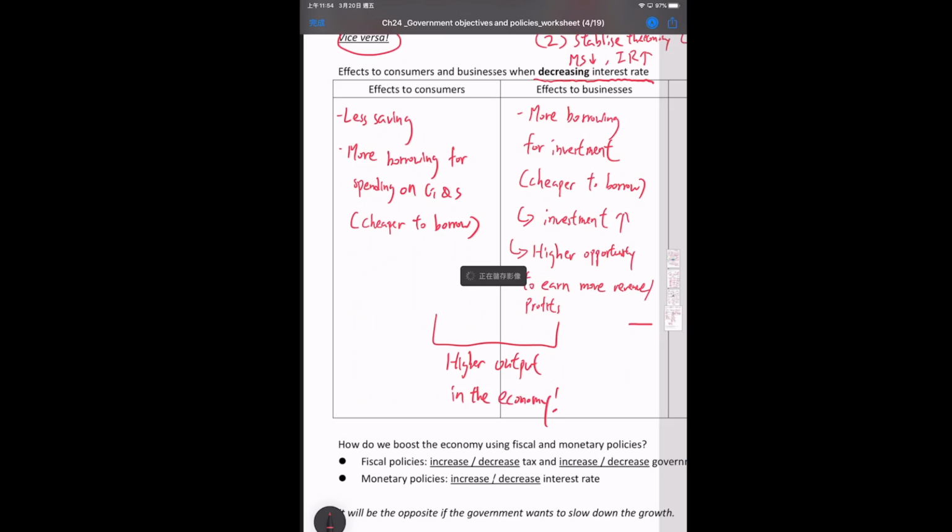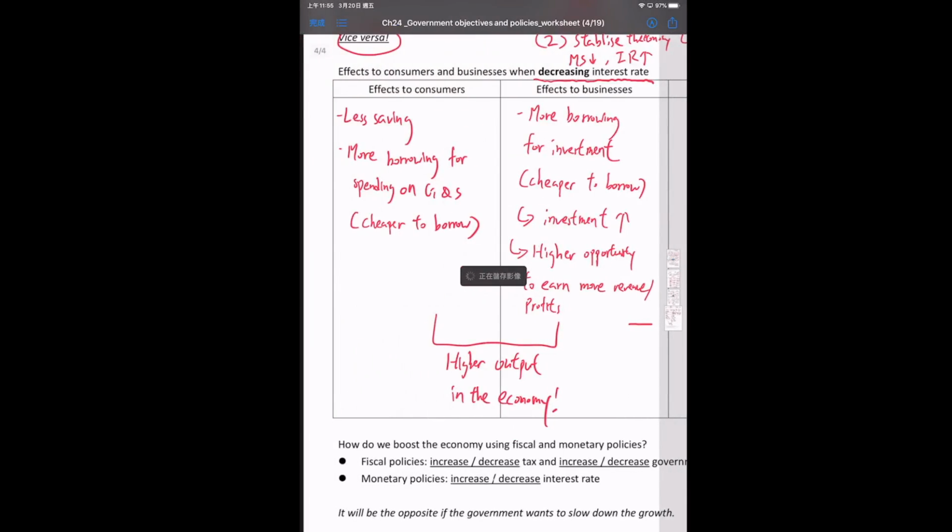So for the economy, it's pretty good if the government is trying to decrease the interest rate. The main purpose here is to boost up the output in the economy so that we can achieve economic growth. So that's why we can assume when the government is decreasing the interest rate, the economy should be in a very bad position, like a recession or a slump.